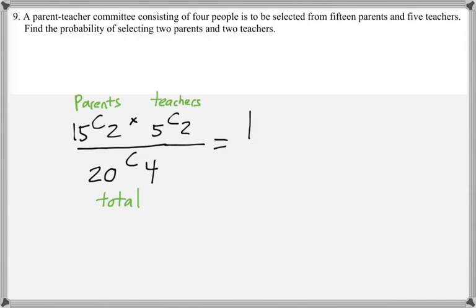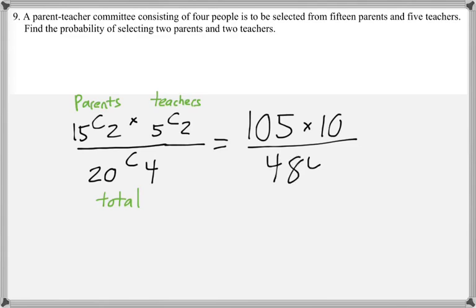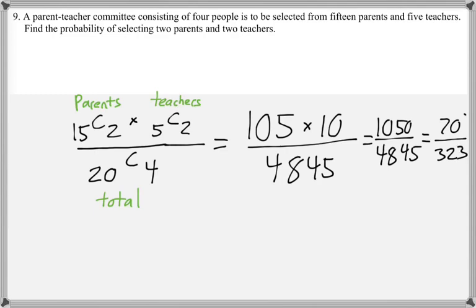So this is going to be 105 times 10 over 4,845, which is 1,050 over 4,845, which reduces to 70 over 323. So that is the probability that the committee has 2 parents and 2 teachers.